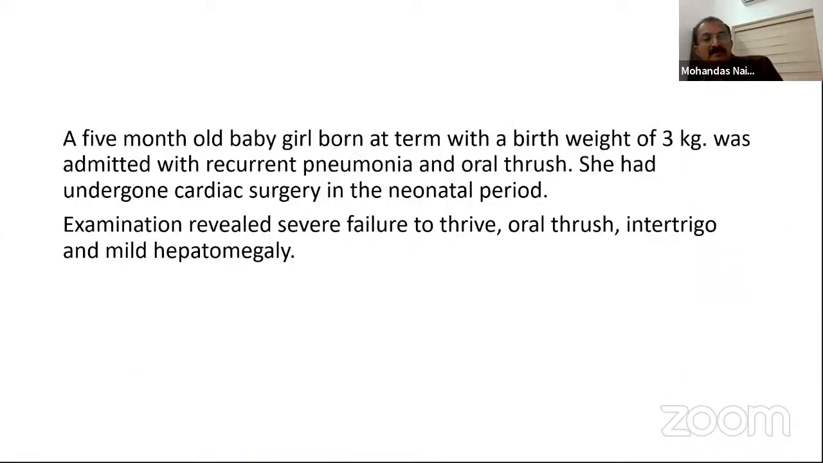A 5-month-old baby girl born at... I think we will stop with this case.